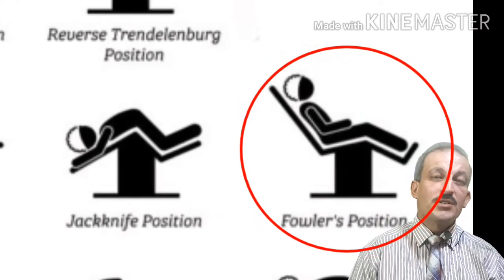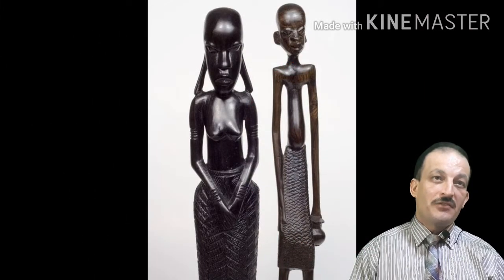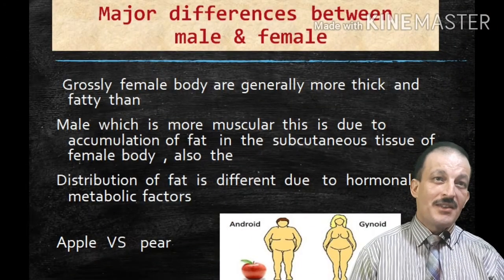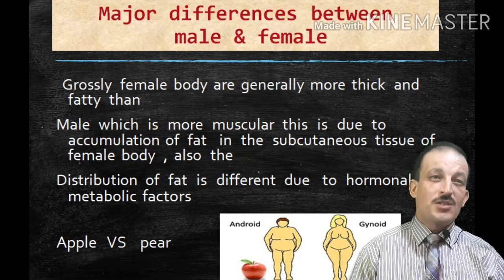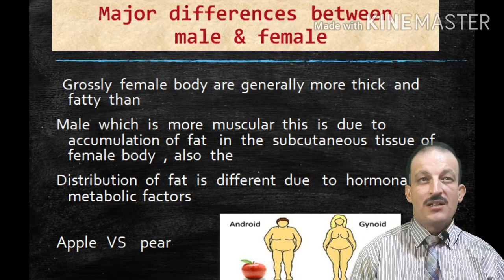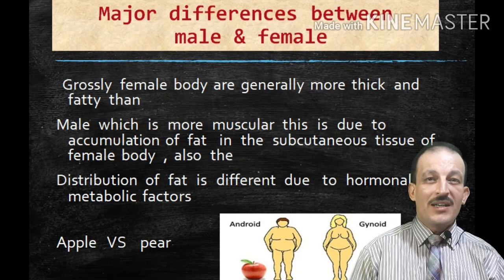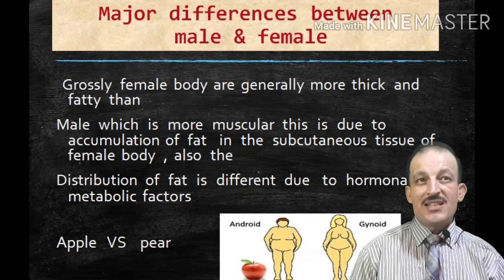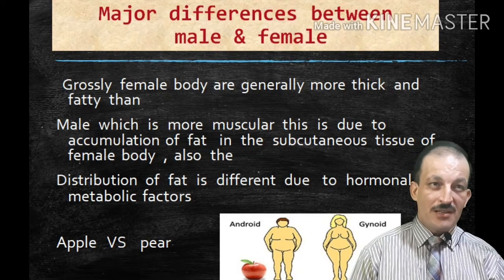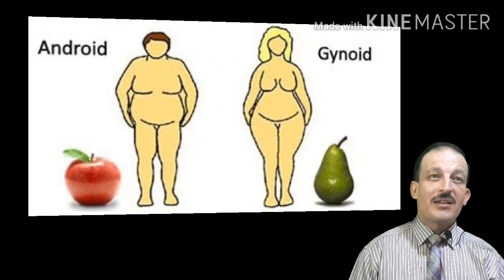The other topic for this presentation is the major differences between male and female. Grossly, the female body is generally thicker and fattier than the male. The male is more muscular. This is due to accumulation of fat in the subcutaneous tissue, or superficial fascia, of the female body. Also, the distribution of fat is different due to hormonal or metabolic factors. The distribution is represented by android fat deposition, or apple shape, for the male, and gynoid fat deposition, or pear shape, for the female.